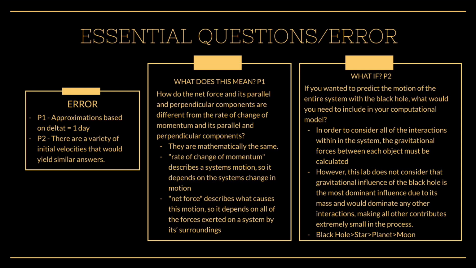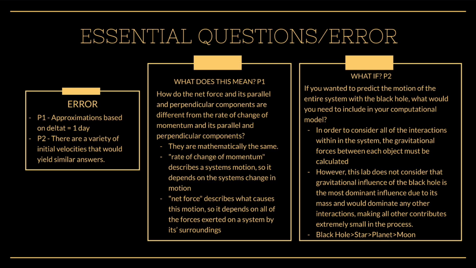And then lastly, the error in this lab. For the first part, error could come from the fact that the approximations on delta D are just based on one day and not based on a full time period. And then for part 2, a major error is that there's a variety of different initial velocities that would all yield similar answers. But moving on from this, what does this mean as a whole for part 1?